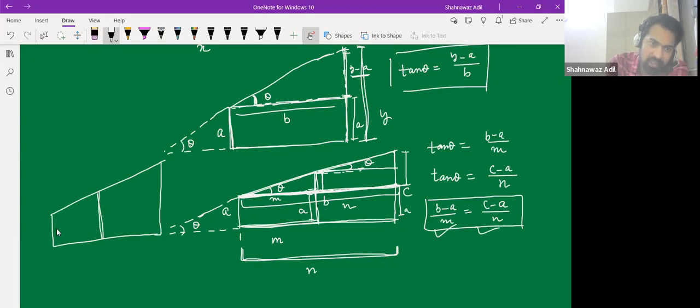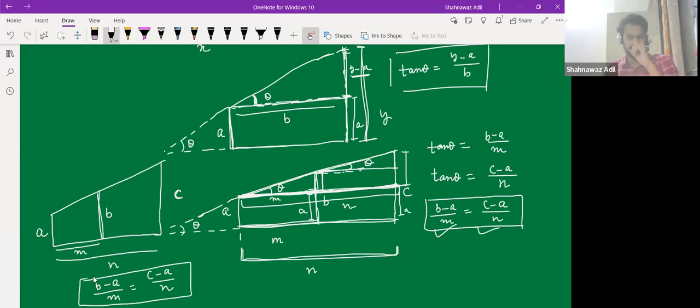So let's say this is A, this is B, and this is C. And from here, this is M. From here, this is M. So I can write B minus A by M equal to C minus A by M. Now, is this part clear? Yes, sir. Clear. So now we can do the next question.